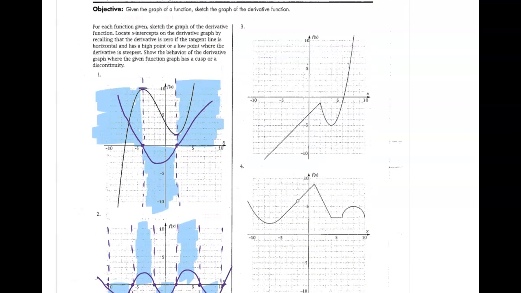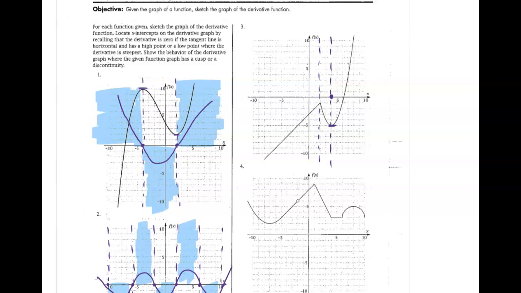Okay, for this next one, let's see, horizontal. So there's our x-intercept. Draw a vertical line. Now I see a cusp. Draw a vertical line. And then we can shade.